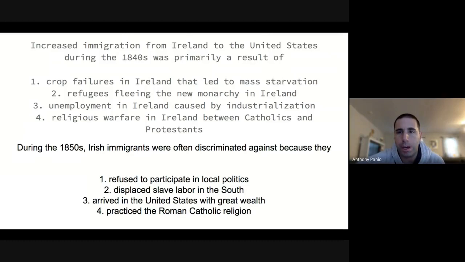Increased immigration from Ireland to the United States during the 1840s was primarily a result of what? 1 is the correct answer. Excellent. Crop failures in Ireland that led to mass starvation. Yes, the people of Ireland were starving. Therefore, many of them ended up leaving. All right. During the 1850s, the Irish immigrants were often discriminated against because they what?